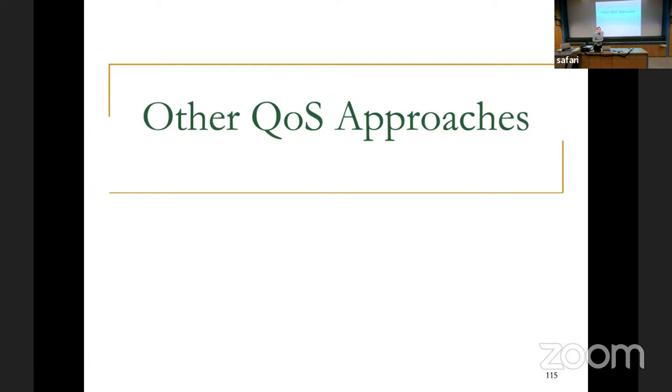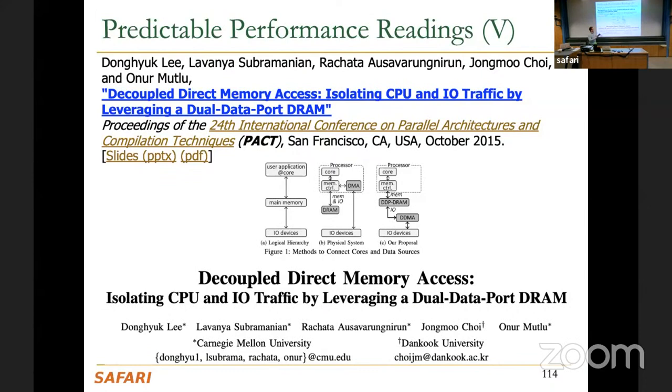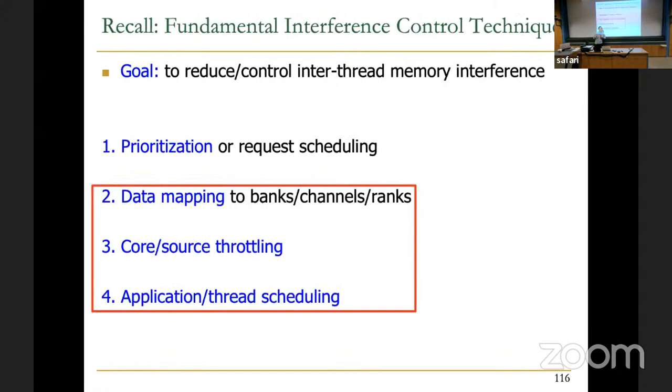Okay, now that that's out of the way, let's go to other quality of service approaches. So we covered a lot of memory scheduling. Actually, the last paper we covered, the decoupled direct memory access, was not exactly memory scheduling, but more of a DRAM design to alleviate the CPU IO contention. But there are also memory scheduling aspects in there if you read the paper. Now we're going to switch gears and talk about these other interference control techniques. We discussed four fundamental techniques. We talked about prioritization or request scheduling a lot.